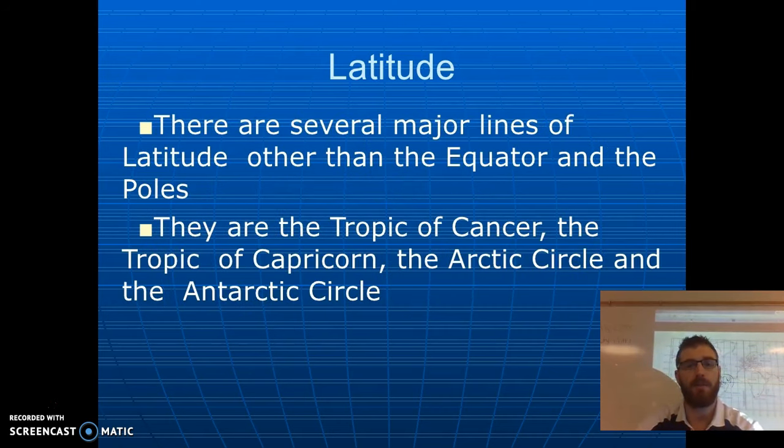There are several major lines of latitude other than the equator and the poles, but I'm really not going to test you much on these. I just would like for you to have an understanding of what they are, so that you've heard them once before, but we probably won't test on these. Those are the Tropic of Cancer, the Tropic of Capricorn, the Arctic Circle, and the Antarctic Circle.